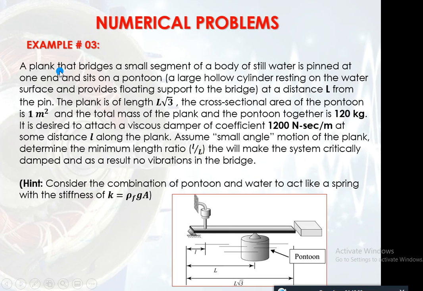Okay, so this is the numerical problem. A plank. This surface area that looks like a beam is actually the plank. It is pivoted on one spot, and on the other end it is free, and below it is supported on the pontoon. This pontoon has a proper surface area, and it has a specific distance from the pivot point. For example, it has a capital L distance from the pivot point.